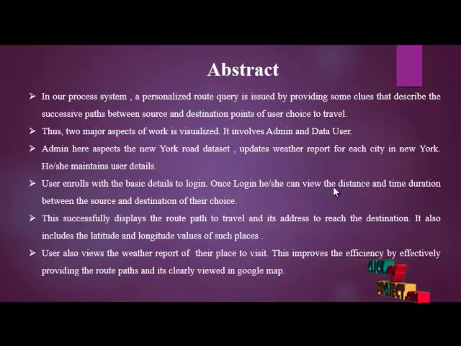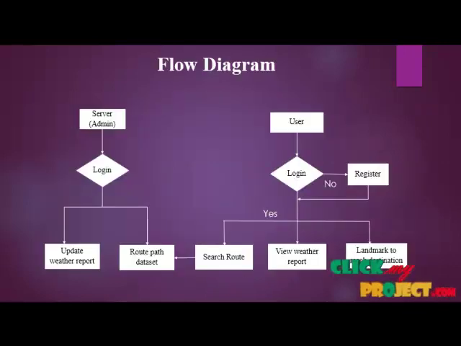Once logged in, he or she can view the distance and time duration between the source and destination of their choice. This successfully displays the route paths to travel and its address to reach the destination. It also includes the latitude and longitude values of such places. User also views the weather report of this place to visit. This improves the efficiency by effectively providing the route path, and it's clearly viewed in Google Map.